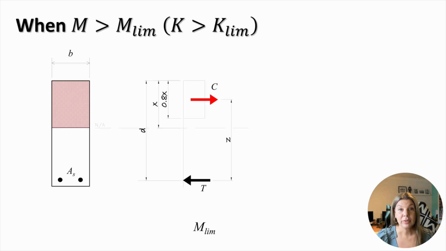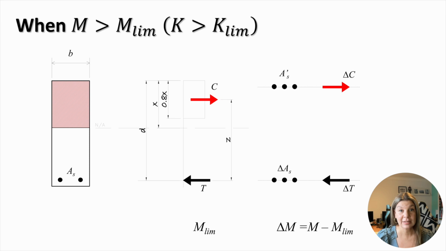We start off with a model of the singly reinforced balanced section. In this section, the force couple C and T can carry the moment M limit, which is smaller than the applied moment. To increase the moment carrying capacity of the section, an additional force couple is required. The additional force couple, delta C and delta T, is introduced by incorporating two additional sets of steel bars at the top and bottom of the section. This force couple can carry the additional moment delta M, which is above the moment M limit.